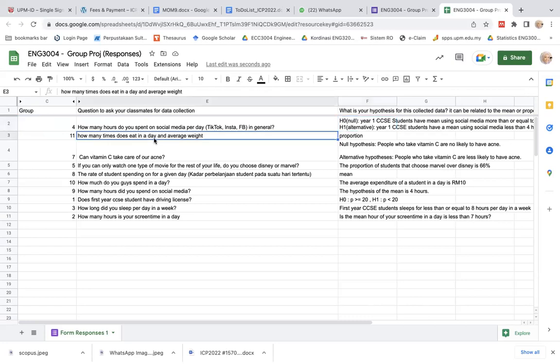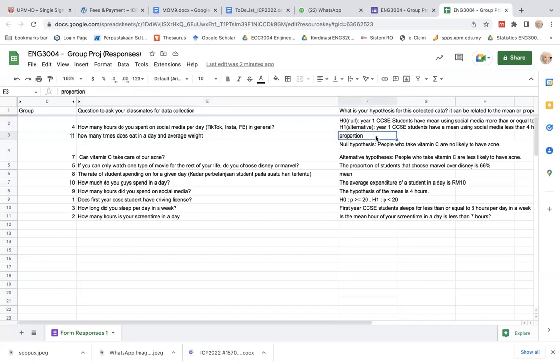Number four, how many times does one eat in a day, and what is the average weight? So they are tackling two birds with one stone here. So it's okay if your question is more elaborate, and the data that you collect is totally up to you to analyze. You can be more specific, you can be general, doesn't really matter, as long as you know what you're doing. So how many times do you eat in a day? And what is your average weight? And again, don't worry, your data will be anonymous.